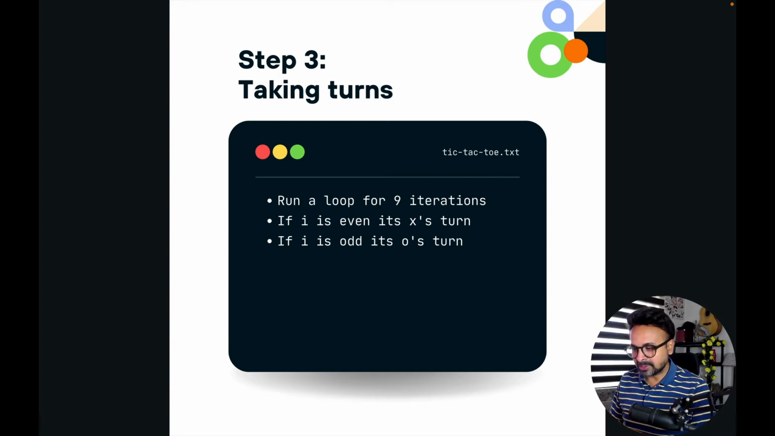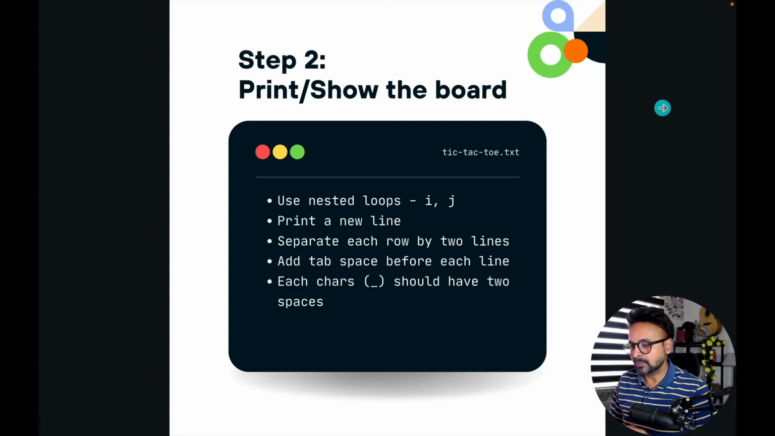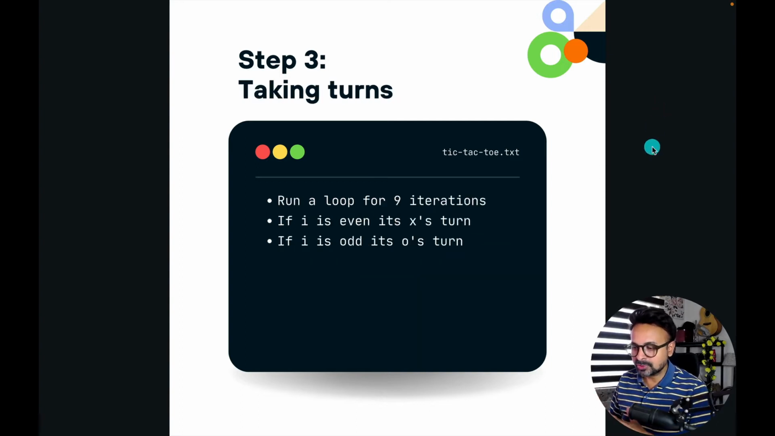So this is the logic: run a loop for 9 iterations. If i is even, it's X's turn. So we're going to run a loop. Why are we running the loop 9 times? I'm just going to explain it to you, because we have 9 different underscores here. So there are going to be 1, 2, 3, 4, 5, 6, 7, 8, 9, right? So there are going to be 9 turns, and each player is going to take a turn, right? So obviously we need to run a loop for 9 iterations. And if i is even, it's X's turn, and if i is odd, it's O's turn.